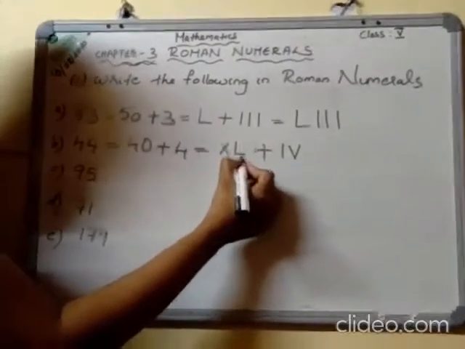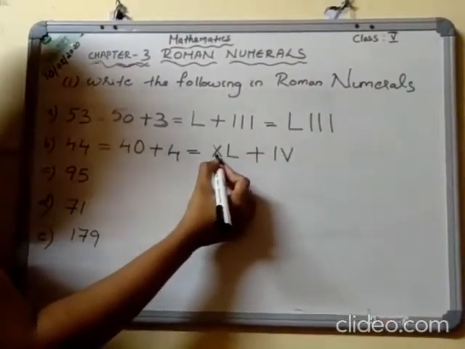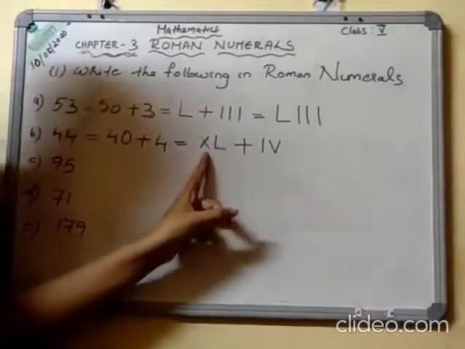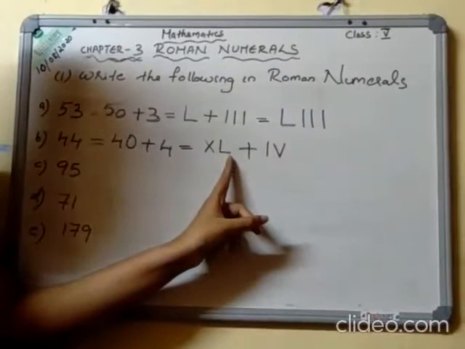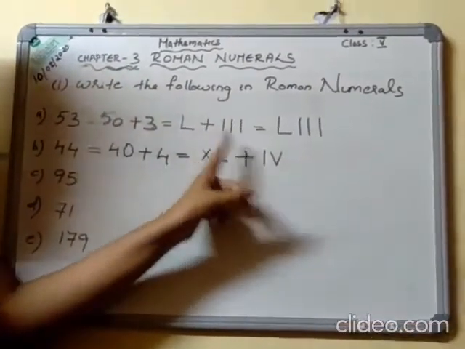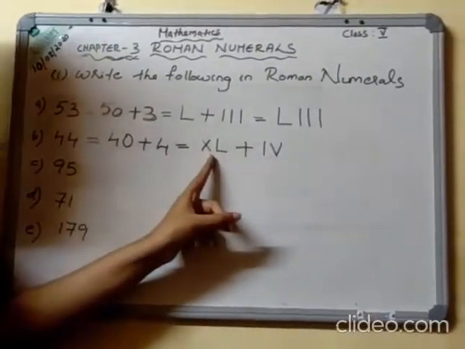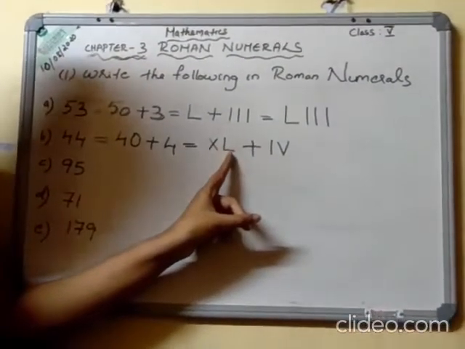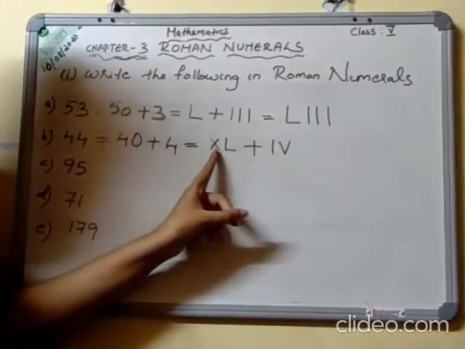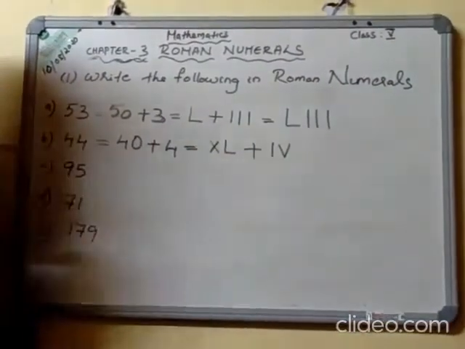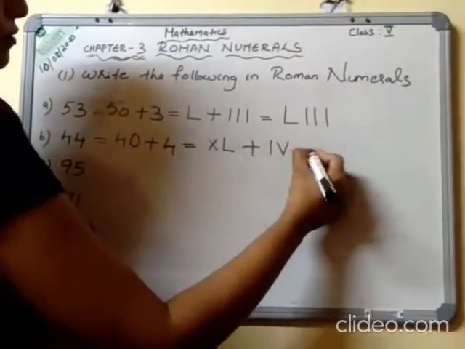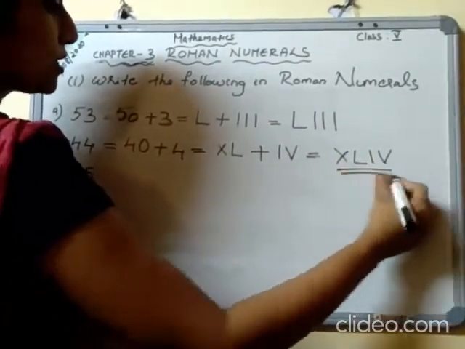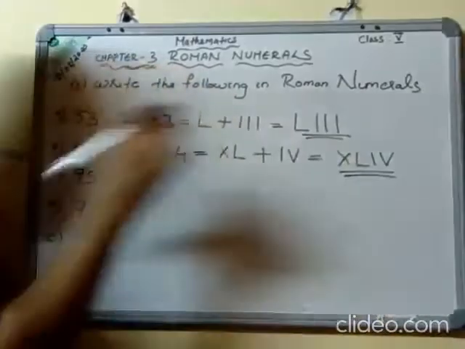Here L is 50 and X is 10, and X is placed to the left side of L. That is, a smaller value is placed to the left side of the larger value. To find the value of this representation, we have to subtract the smaller value from the larger value, that is 50 minus 10. It is 40, and then 4. So how can we write it? XLIV. This is the Roman representation of 44.